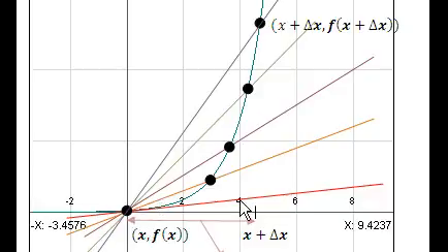And this red line right here is considered to be our tangent line. Now, what I'm going to do here is find the slope of the secant line. So it's just like finding the slope of a line that passes through 2 points on the graph. It's y2 minus y1 over x2 minus x1, and that's what we're going to do.